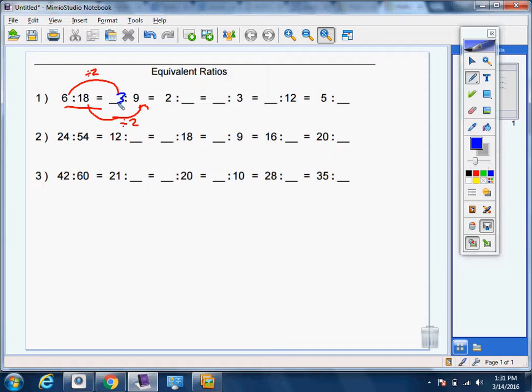Carson, if I take 6 and I turn it into 2, how did 6 become 2, Carson? You divided 6 by 3. I divided 6 by 3. Now, Carson, what's my rule? If you do it to the top, you do it to the bottom. If I do it to the top, I do it to the bottom. So if I take 18 and I divide it by 3, what do I get? 6. You look confused back there.